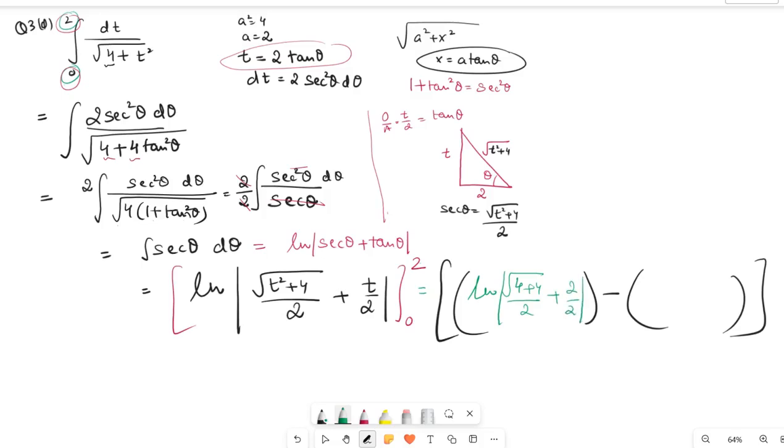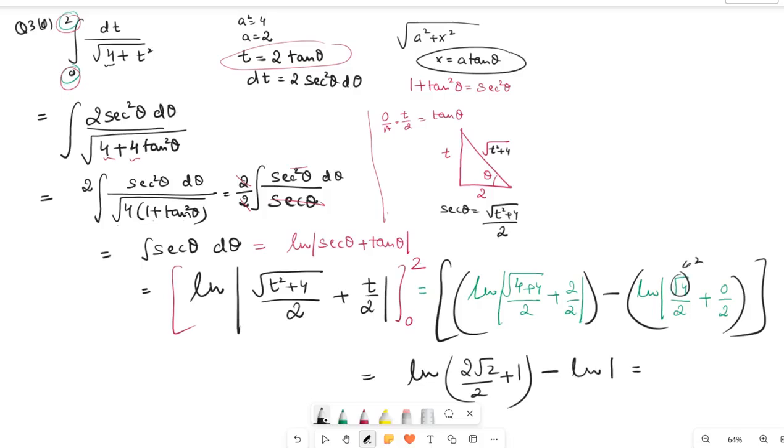Minus, when we put 0, root 4 by 2 plus 0 by 2. Natural log of, 4 plus 4 is 8, root is 2 root 2 by 2 plus 1, minus, root 4 is 2, 2 by 2 is 1, so just natural log of 1. Natural log of 1 is just 0 and this 2 cancels, so the answer will be natural log of root 2 plus 1. That would be your answer.